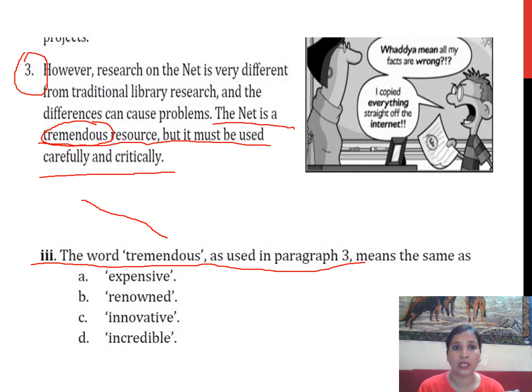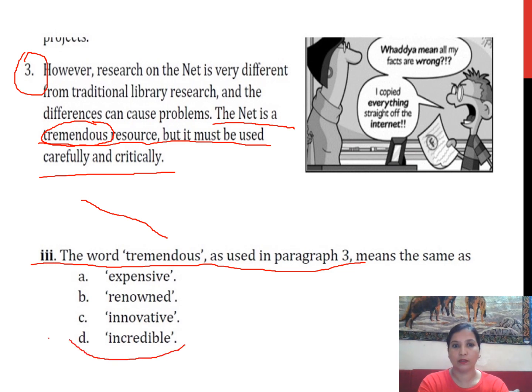The net is an innovative resource, but it must be used carefully and critically. Yes, it can be used, but let us see the next option. If the next option is better, we will go with that. Otherwise, we will use this one. So innovative can be used, and let me see the last option. The net is an incredible resource, but it must be used carefully and critically. So incredible is a better option than the C option, that is innovative. So we will go by this answer.